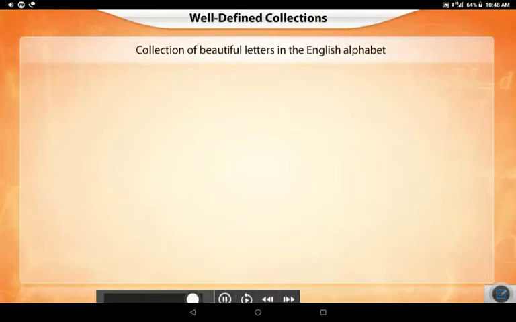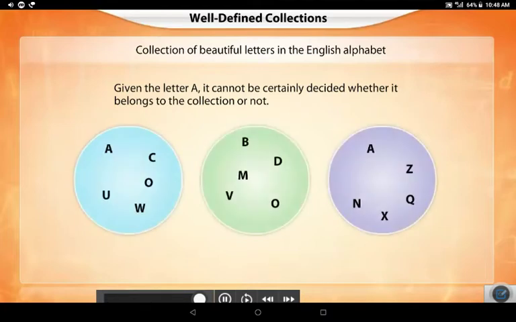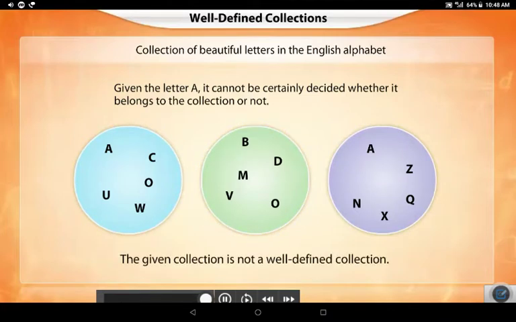Not all collections are well defined. For example, consider that we need to write a collection of letters in the English alphabet which appear beautiful. Now, given the letter A, it cannot be definitely said whether or not it belongs to the collection. Some may consider the letter to be beautiful, whereas others may not. This indicates that the collection is not well defined.